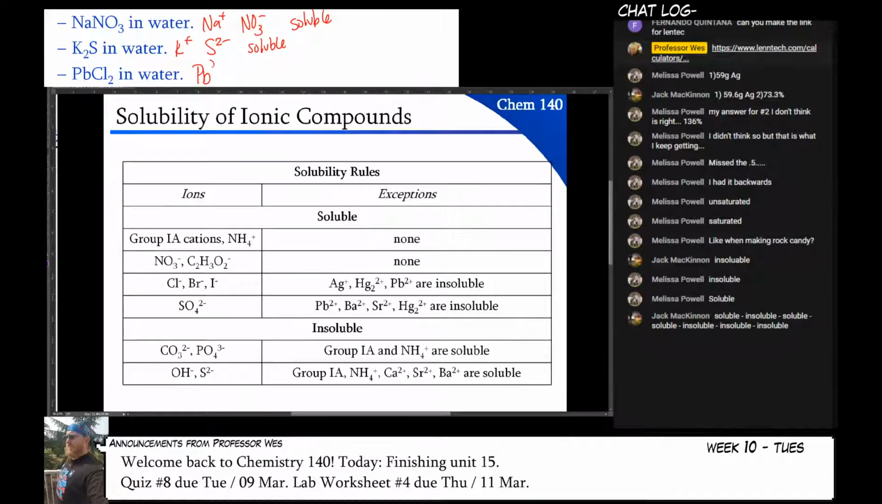If I look at PbCl2, these are the ions it is formed from. And if we go to the solubility chart, I see that chlorides are soluble unless they're paired with these substances, which includes lead here. So therefore, PbCl2 would be insoluble.